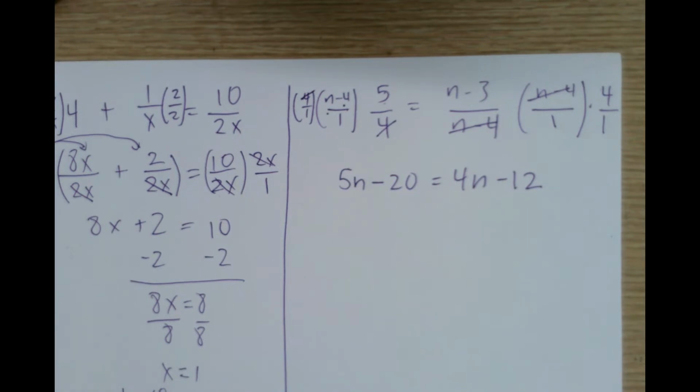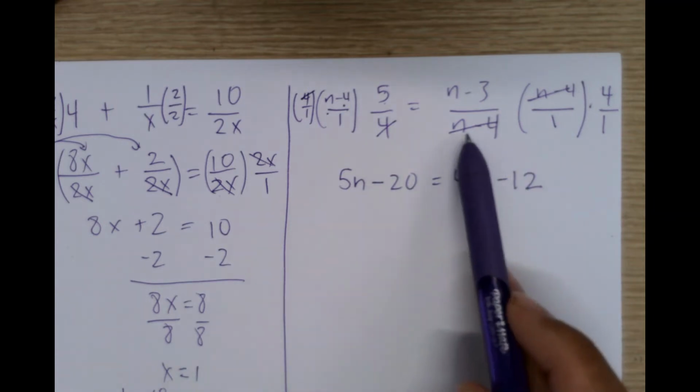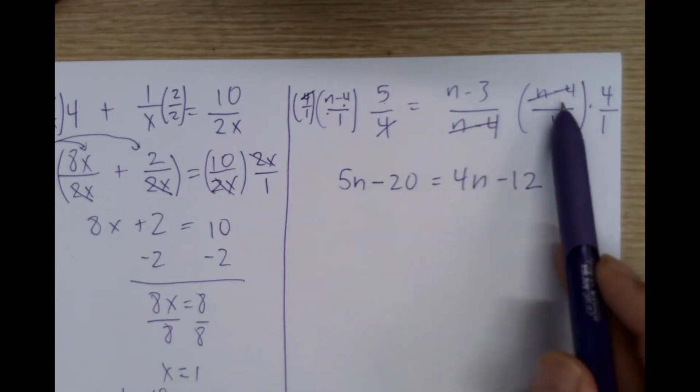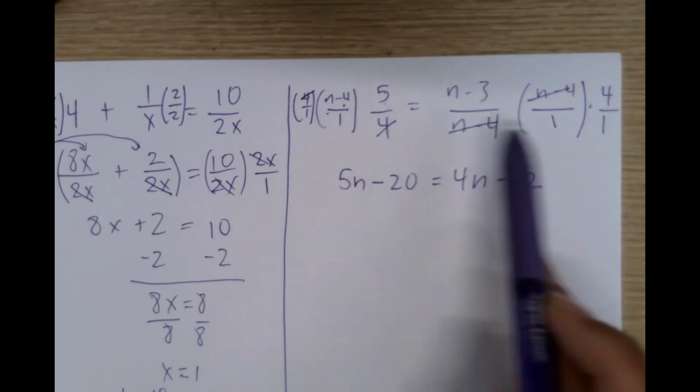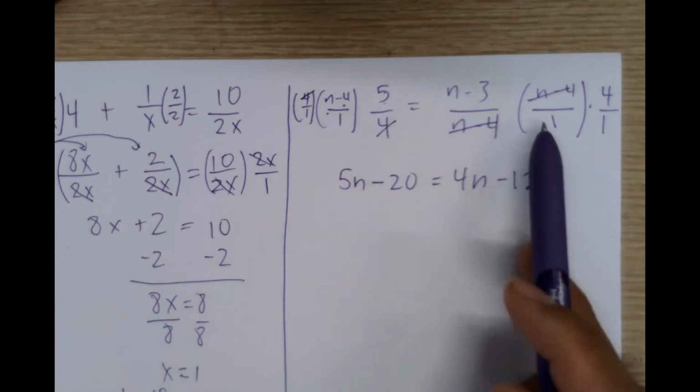So again, for this portion, what I did is I tried to get rid of my denominators by first multiplying everything by all of my denominators. One of my denominators was n minus 4, so I multiplied by n minus 4 on both sides. One of my denominators was 4, so I multiplied everything by 4 on both sides.